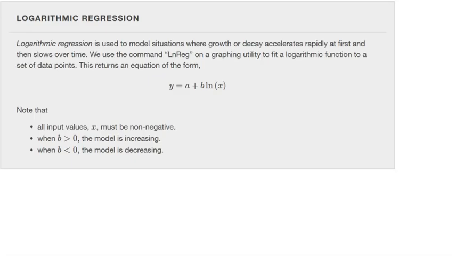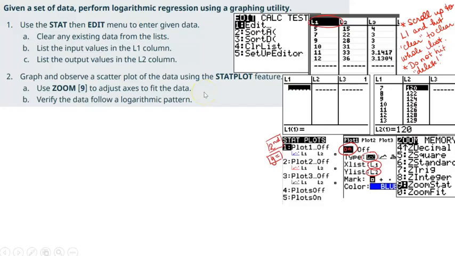All right, so the nice thing is once you know how to do a regression, they all work the same way. So the next thing they ask us to do is logarithmic regression, but you'll notice we're going to do the exact same thing. And so for our logarithmic, if our b value is greater than 0, then the model is increasing, and if it's less than 0, then the model is decreasing. All right, so you'll notice our steps are going to start the exact same way.